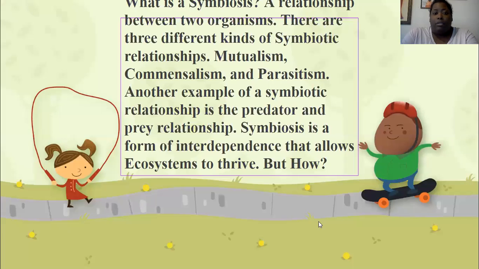So what is symbiosis? Symbiosis is a relationship between two organisms. There are three different kinds of symbiotic relationships that we talk about in fourth and fifth grade. Mutualism is where both of the organisms benefit from the relationship. An example of mutualism would be the relationship that we have with plants.